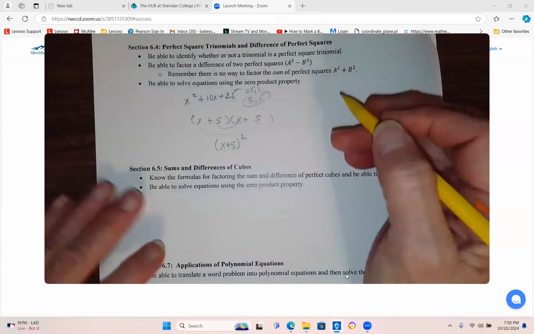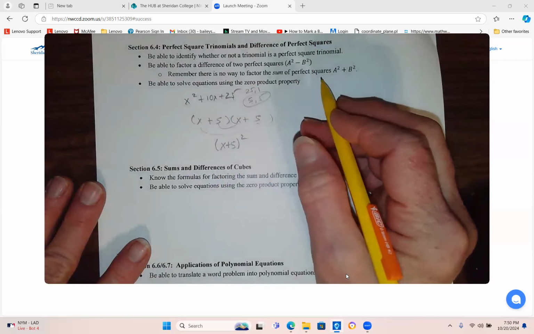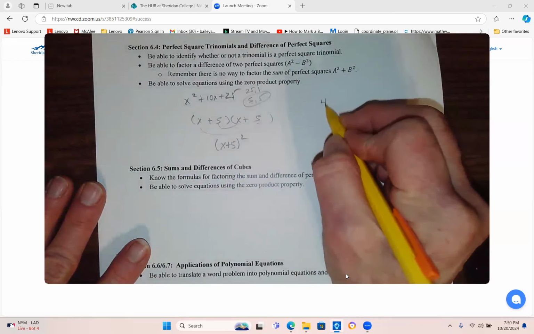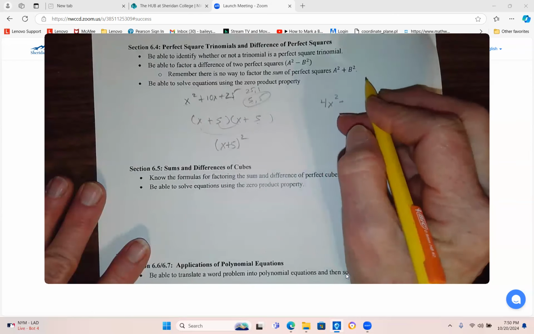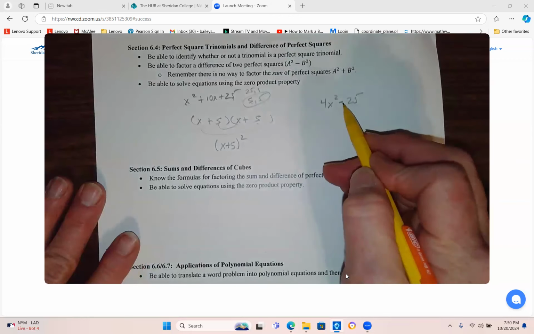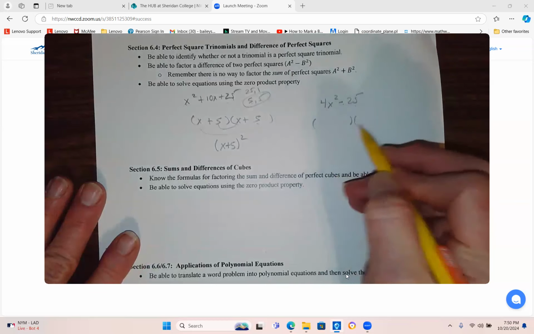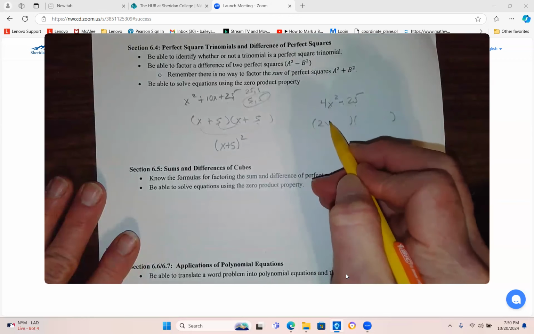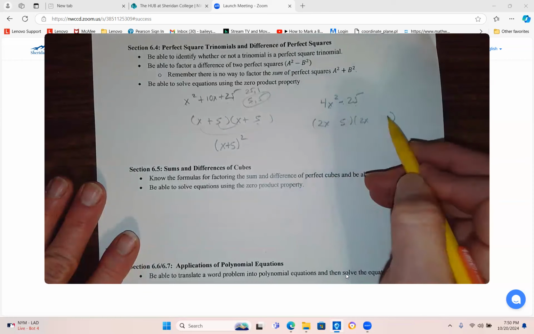Difference of 2 squares. A squared minus b squared. Let's look at an example. 4x squared minus, let's do 25 again. Okay. This is a difference of 2 squares, which means, what does that mean actually? 2x times 2x gives me that. 5 times 5 gives me that.